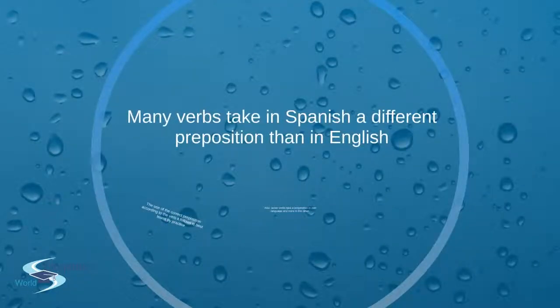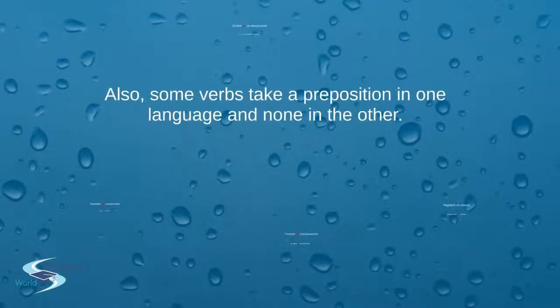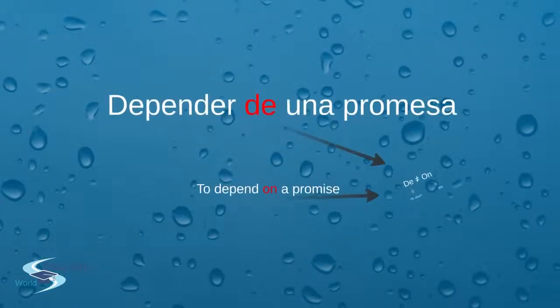Many verbs take in Spanish a different preposition than it takes in English. Okay, you have to learn that by heart. You will learn it as you learn the language, don't worry. And also some verbs take a preposition in one language and none in the other. Okay? For example, let's see examples of all of this. Depender de una promesa. To depend on a promise. Depender de, to depend on, una promesa, a promise.